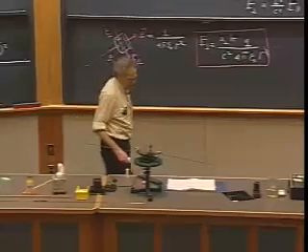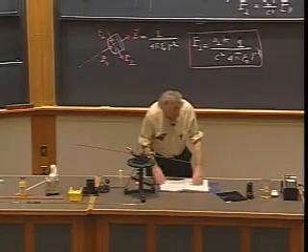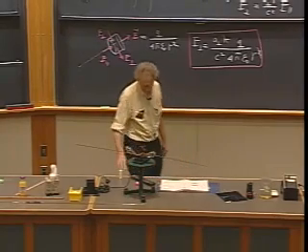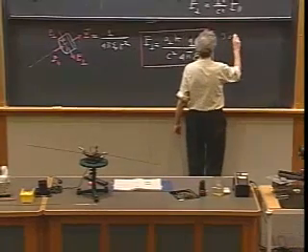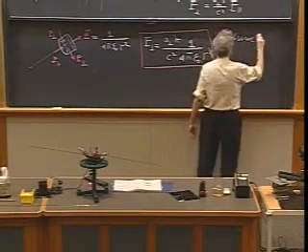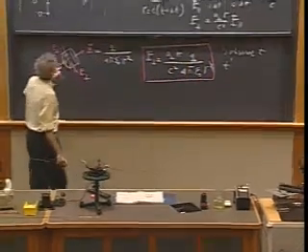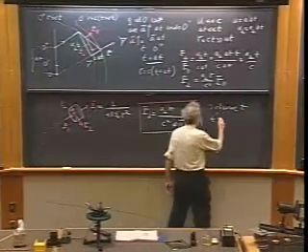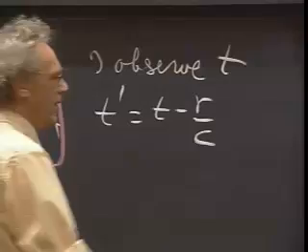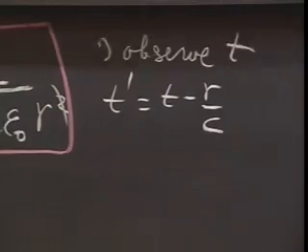Now, before I write down the final form, we also have to take into account the fact that there is a time delay. If I am an observer at time t, the acceleration took place at an earlier time because the radiation has to reach me. And so t prime is then t minus r divided by c. So there is always a time delay. That is the reason why we write down this equation differently.